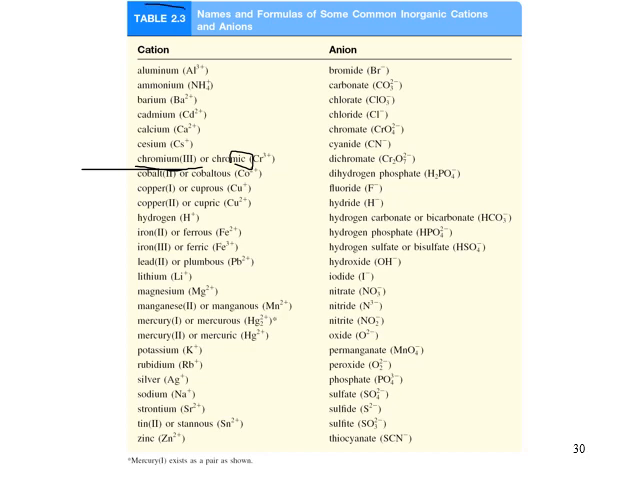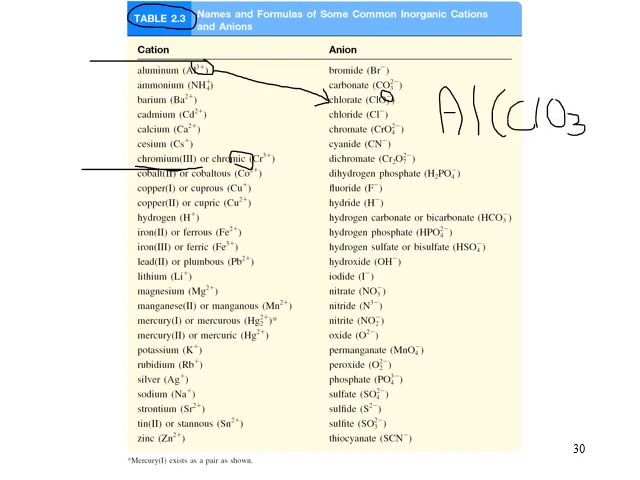So this table is out of your book. You can use this to put together and make compounds. Like if I put aluminum and chlorate together, you'll notice aluminum is positive 3 and chlorate is negative 1. So if I were to write a formula for this, it would be Al, and then ClO3, and then there would be 3 of them, because each one of those is only negative 1.